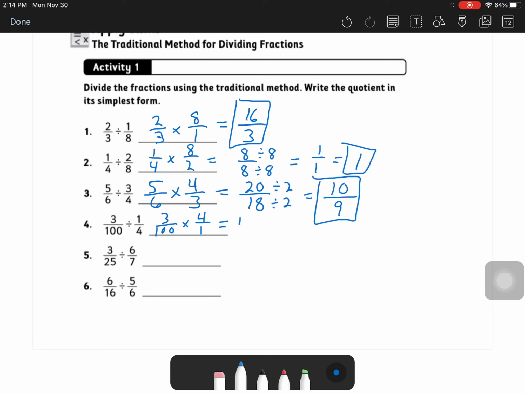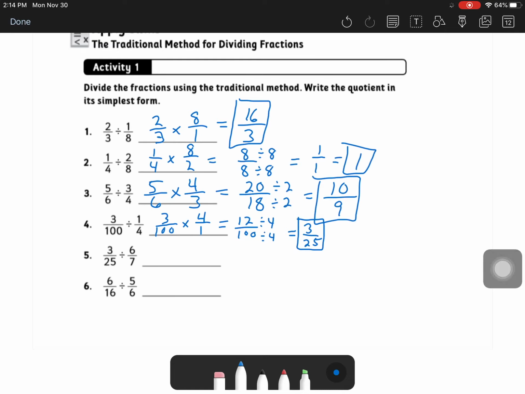And 3 times 4 is 12. 100 times 1 is 100. And let's see. They're both even. They could be divided by 2. But I think they could also both be divided by 4, because I know that 4 goes into 12, and 4 also goes into 100, so I'm going to divide by 4. 12 divided by 4 is 3, and 100 divided by 4 is 25. Okay.